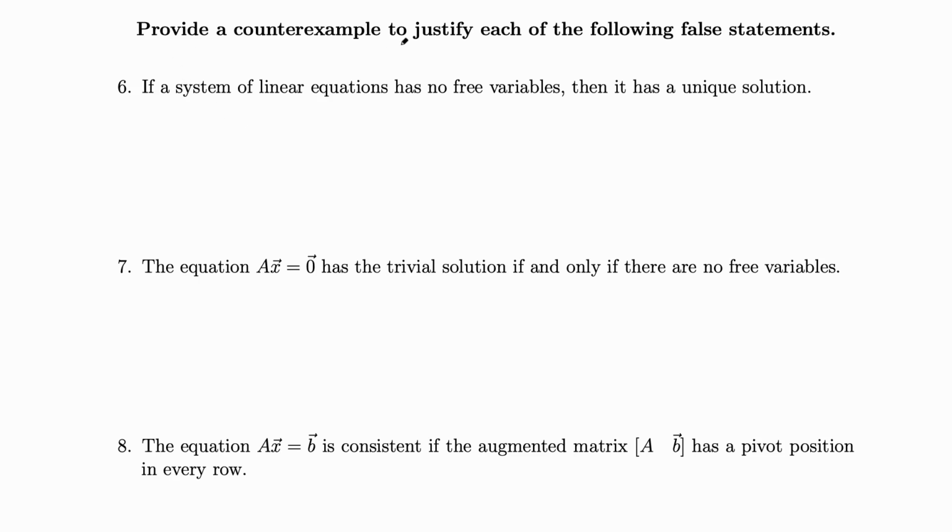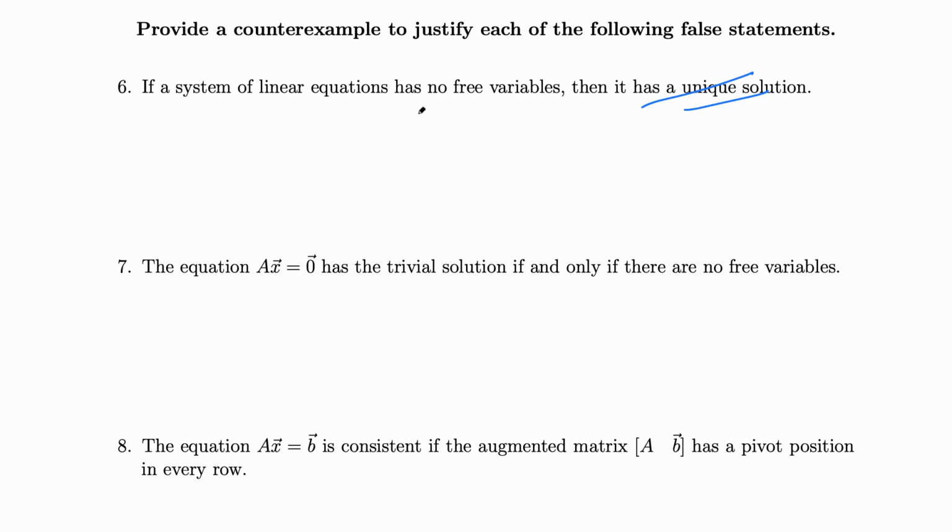Provide a counterexample to justify each of the following false statements. Okay, in number 6 we have: if a system of linear equations has no free variable, then it has a unique solution. So we need to disprove this. Unique solution means we can either have no solution or infinitely many solutions.